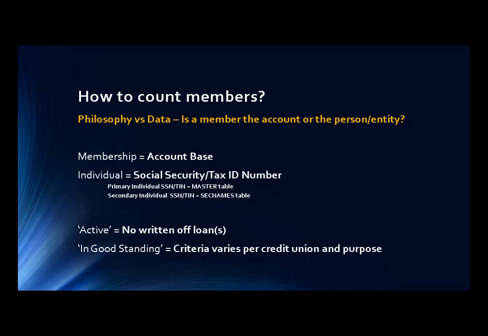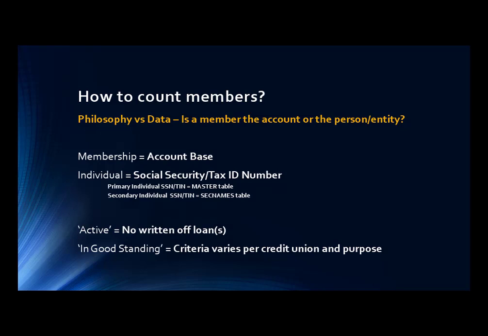And we're lucky it doesn't diverge into 3, 4, 5, 6, 7 other angles, but that's the basic situation we find ourselves in: we've got these two definitions of a membership and an individual, a person, represented by a social security number or a tax ID number if we're talking about a business. And keep in mind, on those business memberships, you have the owners, the social security numbers of the owners that are going to represent the individual person.